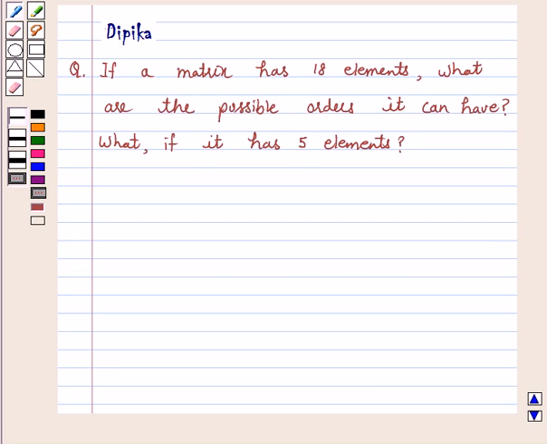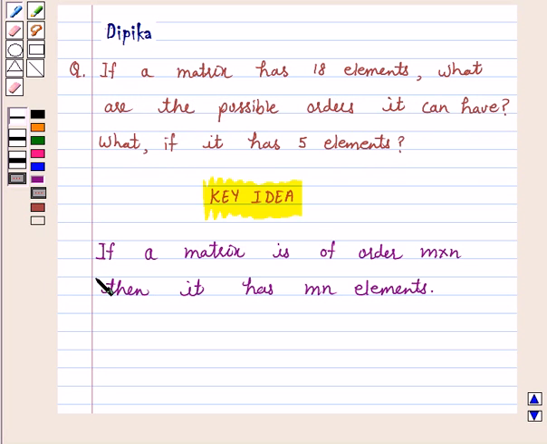I am Deepika here. Today let us discuss a question. If a matrix has 18 elements, what are the possible orders it can have? What if it has 5 elements? We know that if a matrix is of order m by n, then it has mn elements. Let's start the solution.